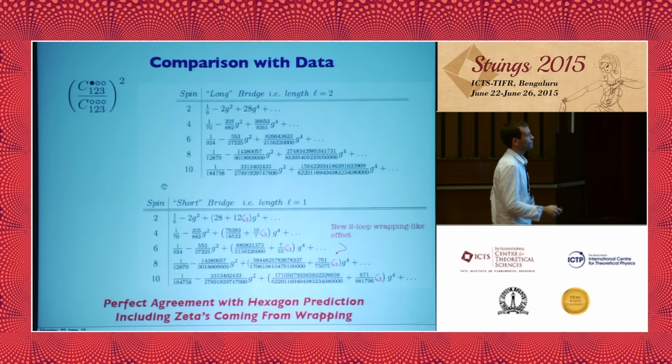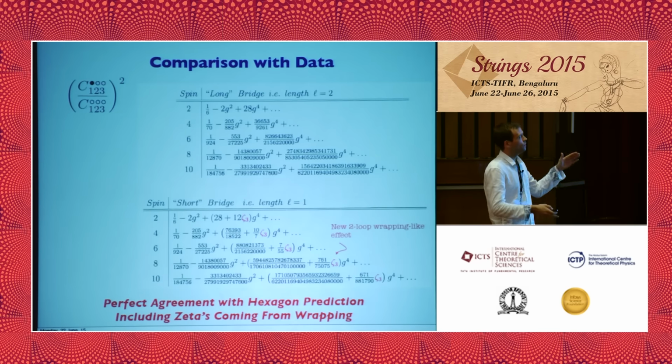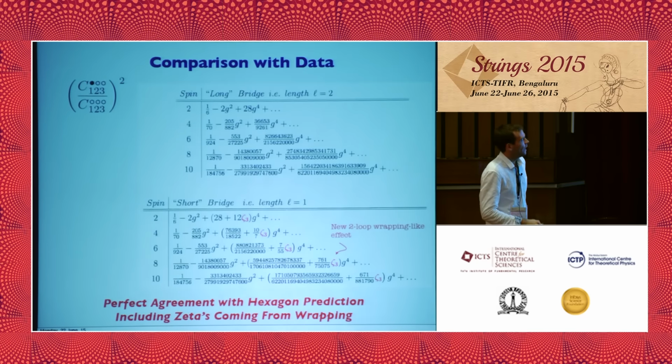I have to be fast. And here are the results that we get. So here's the result for the long bridge, the one with 2 guys at the bottom. This is the result for the short bridge. We see that indeed they are the same up to 1 loop. All these numbers you might not see, but they are exactly the same. And they start differing precisely at 2 loops.